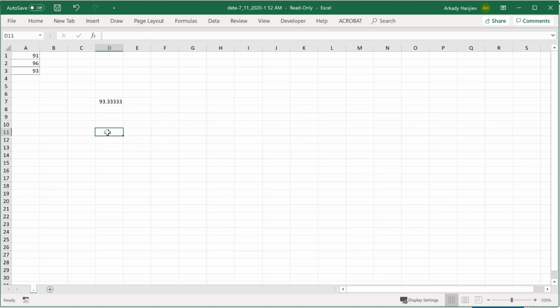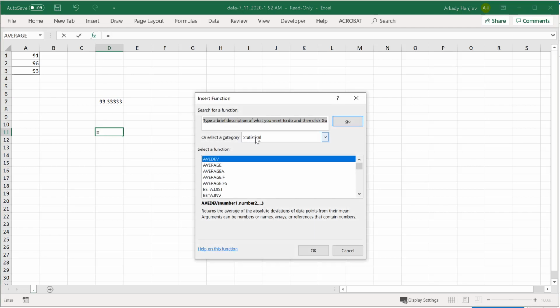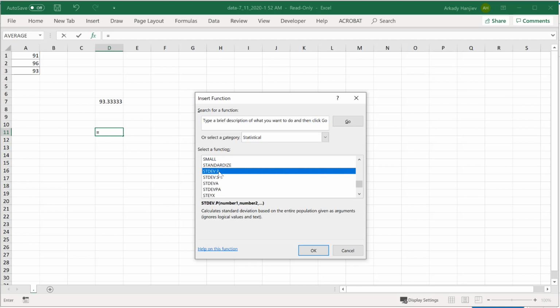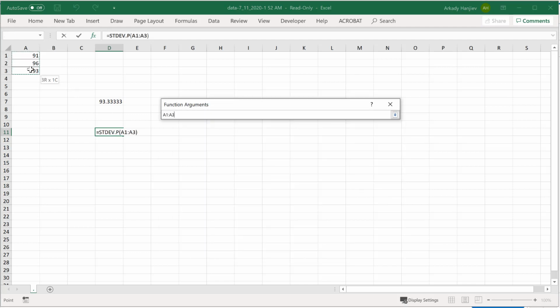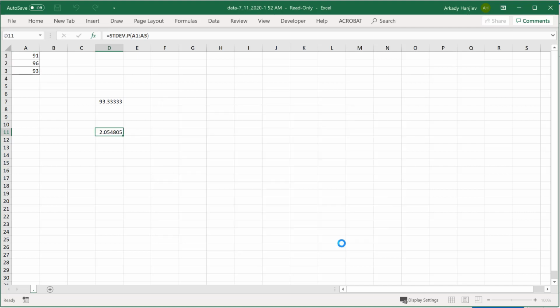Let me show you the 2 other ones here. Again, click enter, jump to function. We're in stats now. As you scroll down to the S's, there's a whole bunch of stuff here. Hey, look at that, standard deviation of P, which is the population. It calculates standard deviation based upon the entire population given as arguments. Let's click on that, and it's going to ask what numbers we're going to use. We're going to use these numbers here. Click enter. Hey, look at that, 2.05.